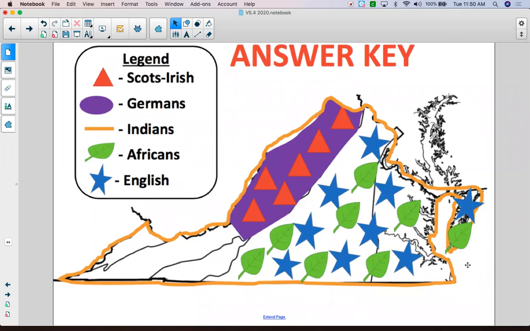And you have your Chesapeake Bay and Atlantic Ocean here. The purple was your German culture. They came to Virginia through the Chesapeake Bay, but they traveled inland to finally settle. If you notice, the Indians are represented by an orange line, and it actually circles all of Virginia because Indians lived all over Virginia. Africans are represented by the tobacco leaf, and that is in the coastal plain and Piedmont regions. And the English settled in the coastal plain and Piedmont regions as well, and that is represented by a blue star.